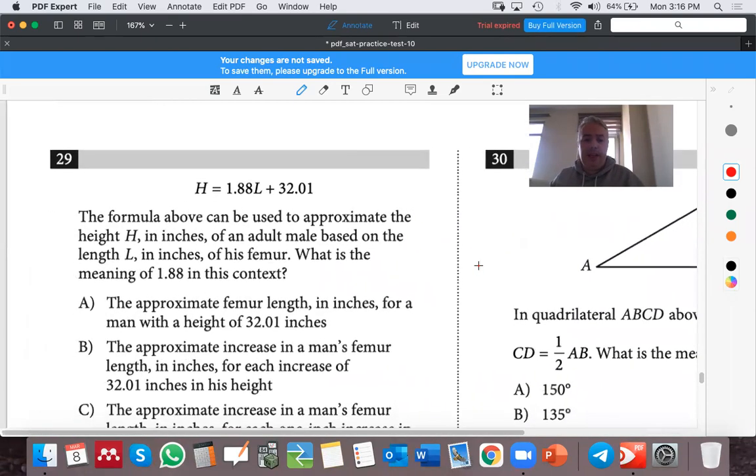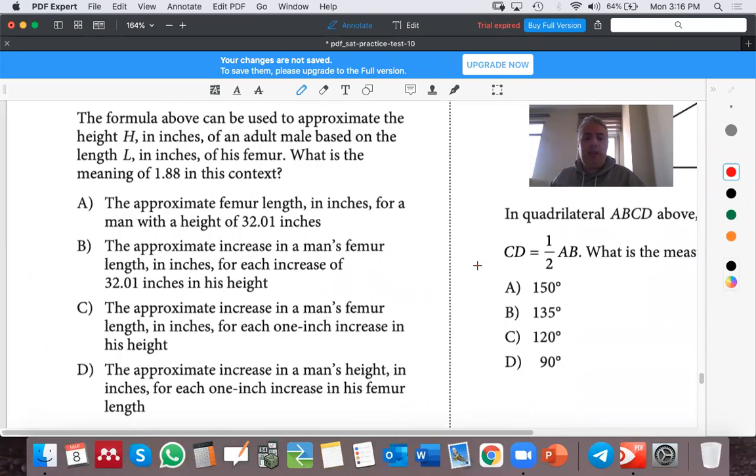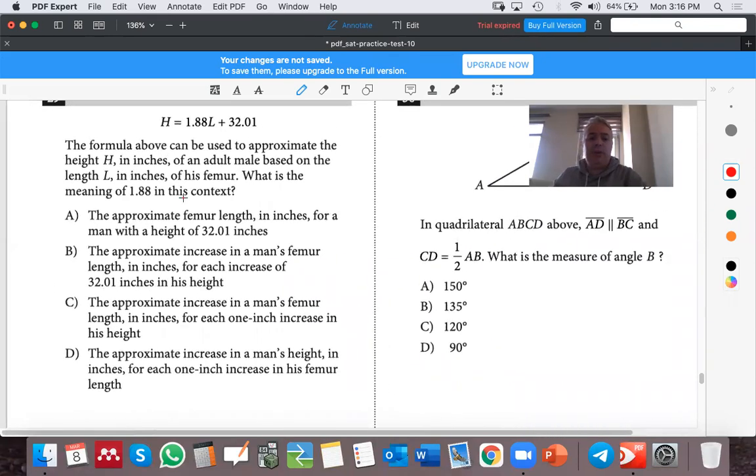Now, the question here: the formula above can be used to approximate the height. So the formula gives us the height of an adult male based on the length L. So this is now length. What is the meaning of 1.88 in the context?